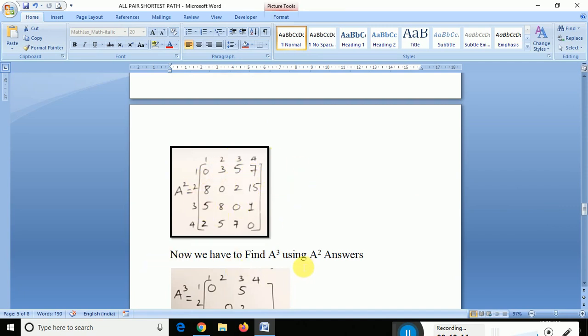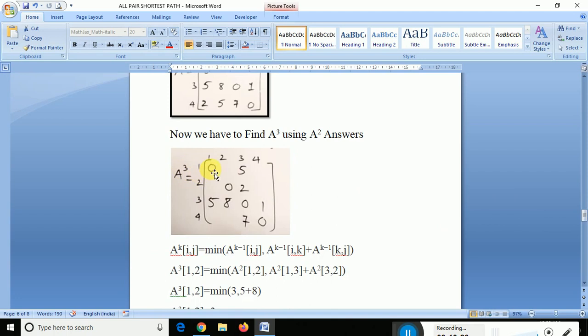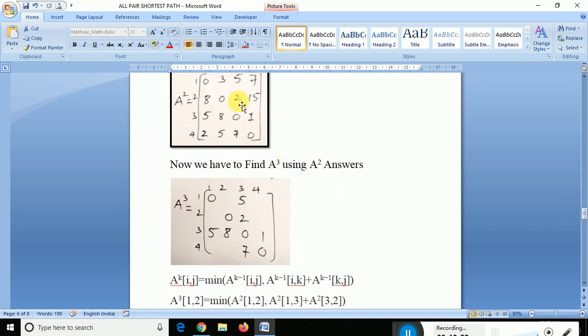Now we have to find A3 using A2 answers. This A3 we have to find. So in A3 same diagonal we have to keep. Third row third column we have to keep as it is from the second A2, from the second C. 5207, 5207 I have kept as it is. 5807, 5801 I have kept as it is.